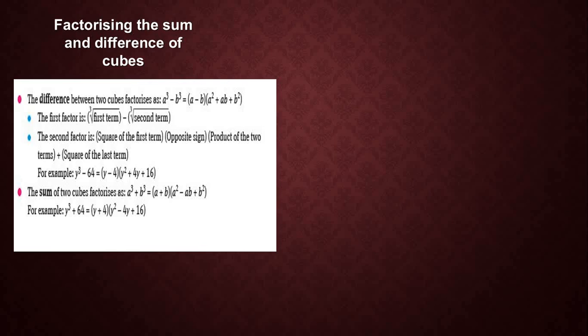How you do it is you're going to take out a common factor of a minus b. And what you're going to be left with is a squared plus ab plus b squared.